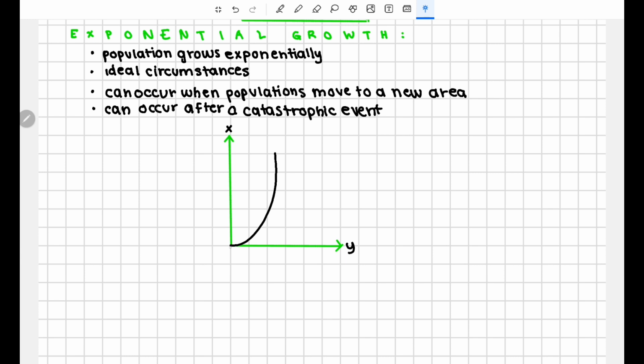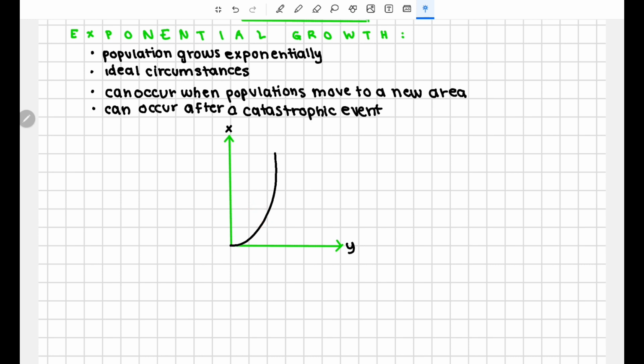So the beginning part where it's starting, it's a little bit constant at the beginning. That's when the population is still getting settled. They're just moving into this new environment or recovering after this catastrophic event. And then from this period on to about this period is when you're experiencing your exponential growth.